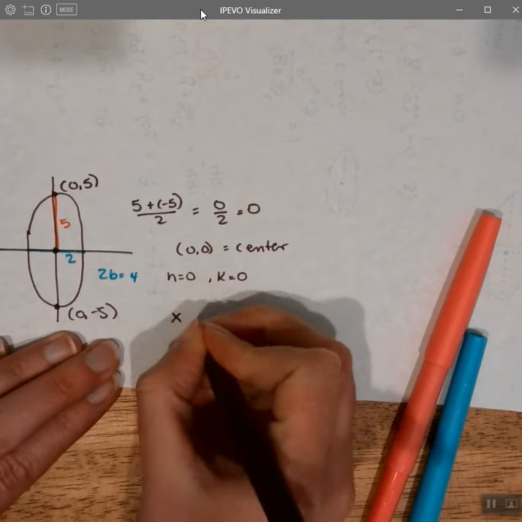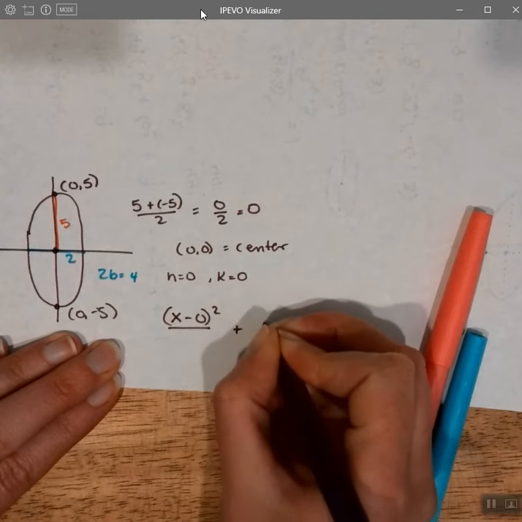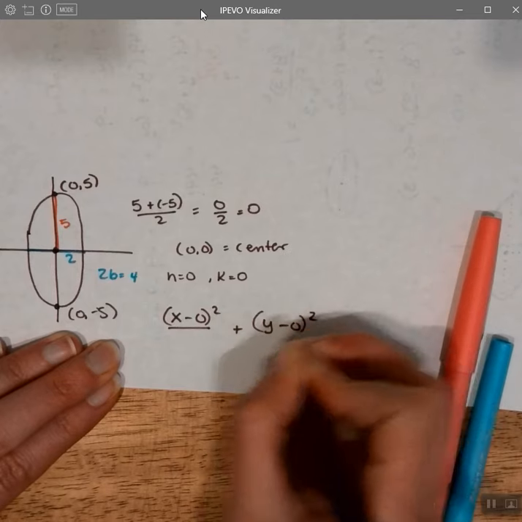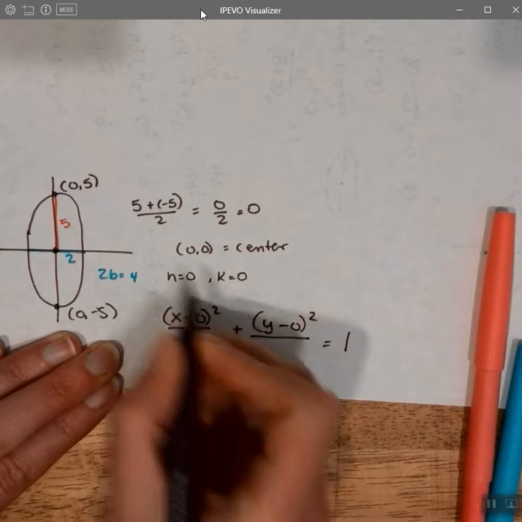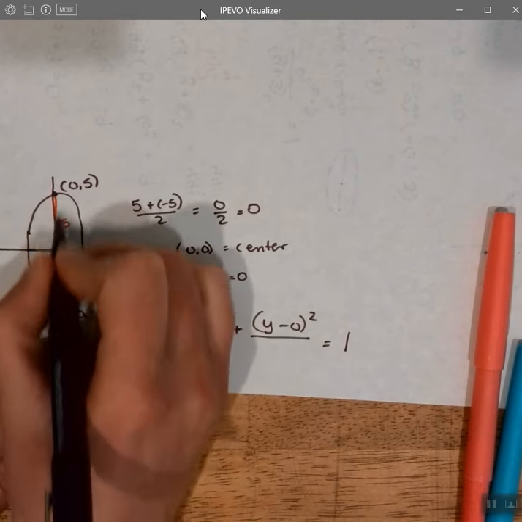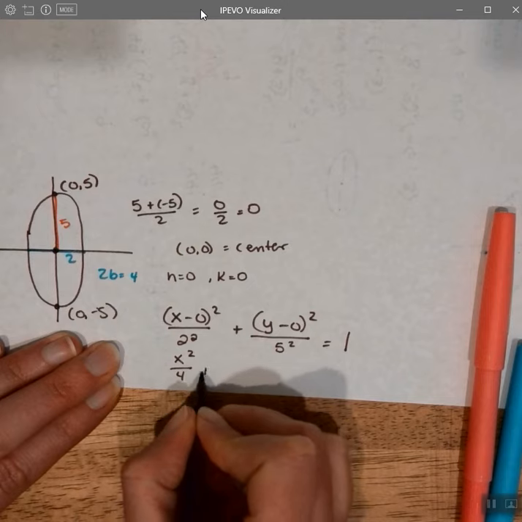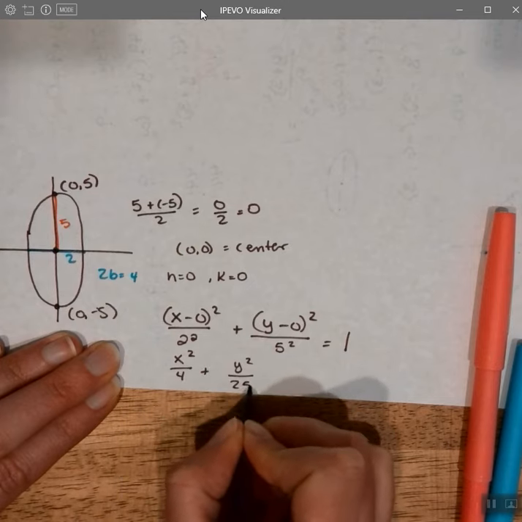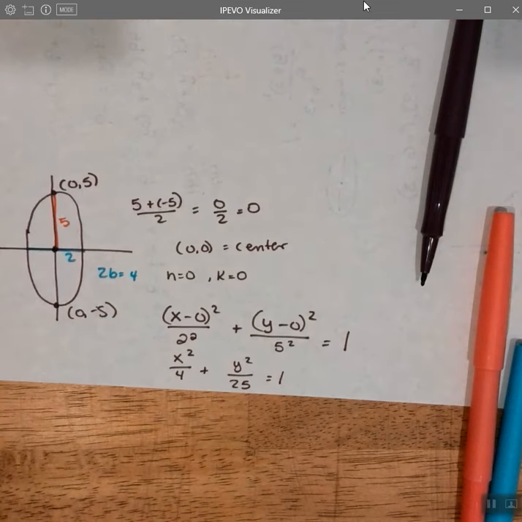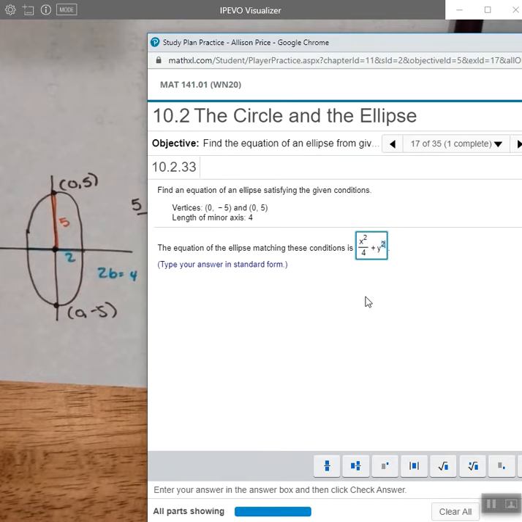So it's x minus 0 squared over, y minus 0 squared over, equals 1. Now remember, x is over 2 squared because that's the x direction axis, and y is over 5 squared. I don't need to write the zeros next time, so x squared over 4 plus y squared over 25 equals 1 is the equation of this ellipse. That's all I needed to do. So the equation of this ellipse is x squared over 4 plus y squared over 25 equals 1.